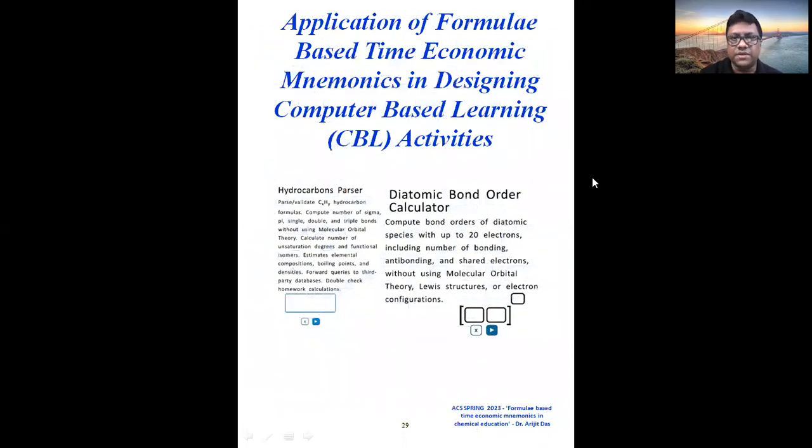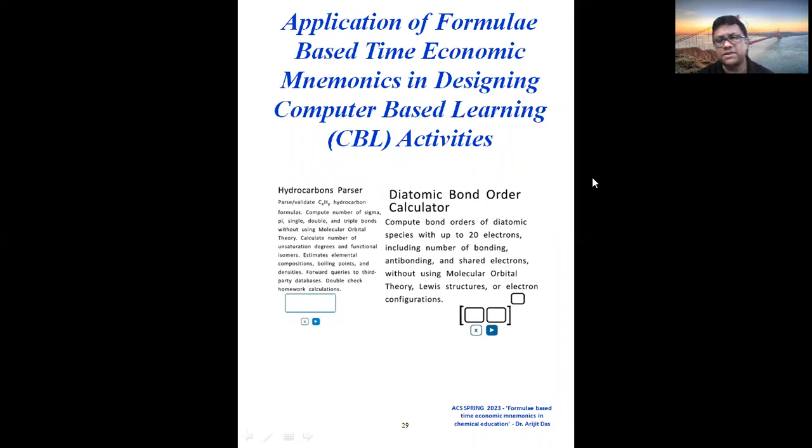It will be observed that these mnemonic formulas should be very helpful for designing computer-based learning activities, that is CBL activities. Two software tools have recently been launched. One is the hydrocarbon parser, and the second is the diatomic bond order calculator, launched by mineralogy.com US, and these are indexed in New York City College, using this innovative mnemonic formula.